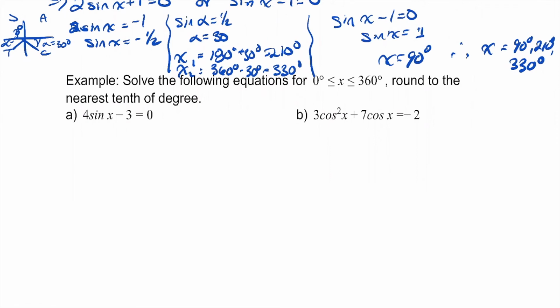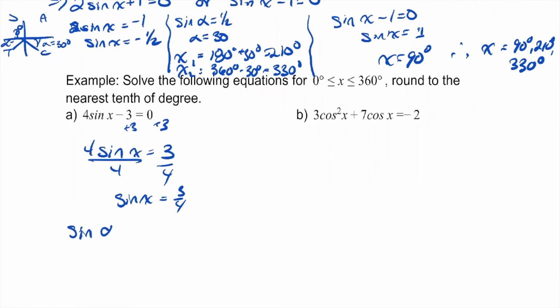I'm going to add 3 to both sides, because again, you want to isolate your trig ratio. So we have 4 sine of x is equal to 3. Again, divide both sides by 4, so I get sine of x is equal to 3/4. Again, we can never get x directly. We always have to get the reference angle. So in this case, sine of alpha is 3/4, so alpha is going to be the sine inverse of 3/4.